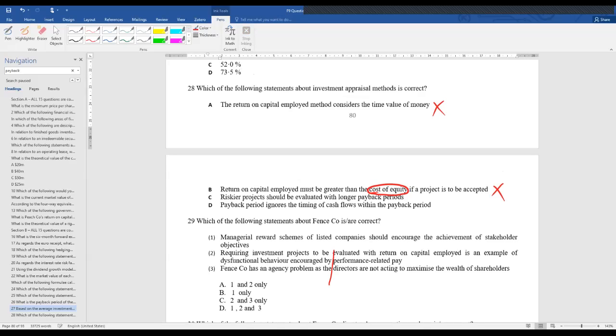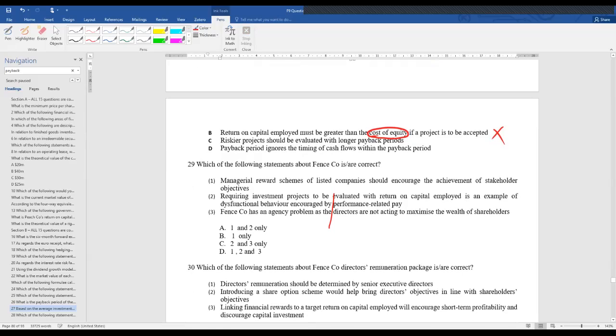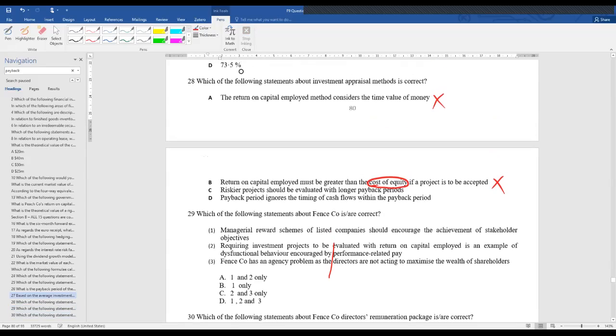Sir, could you explain why C is incorrect? The riskier project to be rated with the longer payback period. Now, I'm trying to think of an example I can give. Let's assume the case of A and B.